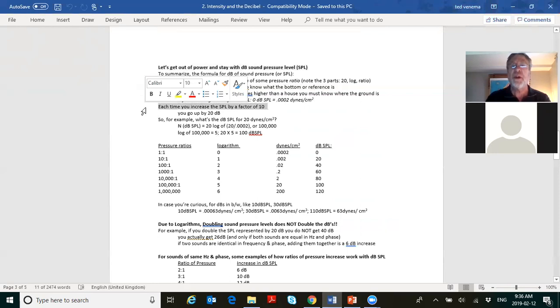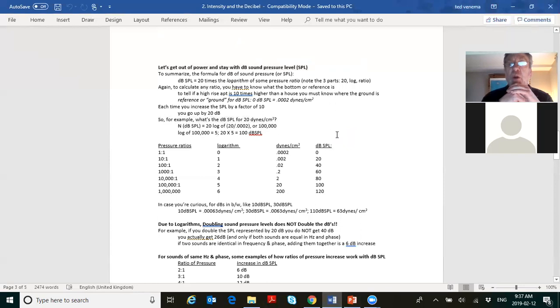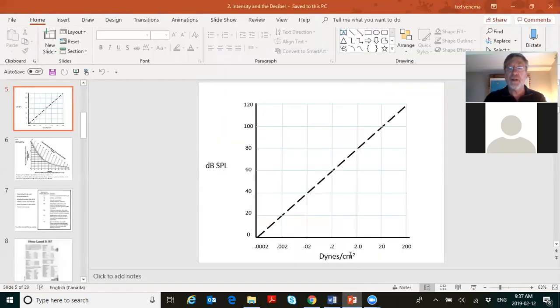Every time you increase the sound pressure level by a factor of 10, you go up 20. So for example, what's the dBSPL for 20 dynes per centimeter squared? Well, dBSPL equals 20 times the log of 20 divided by 0.0002. If you took your calculator out and you divided 20 by 0.0002, you'd get 100,000. How many times does 10 have to be multiplied by 10 to equal 100,000? Well, 10 times 10 is 100, times 10 is 1,000, times 10 is 10,000, times 10 is 100,000. That's the logarithm of 100,000, 5. So what's 20 times 5? 100. So we'll keep the number 20 in your head. Go to the picture. 20.